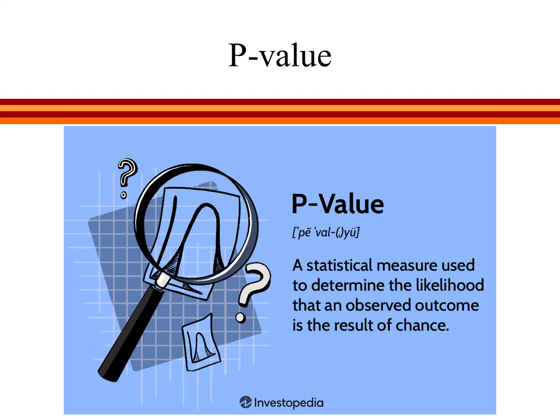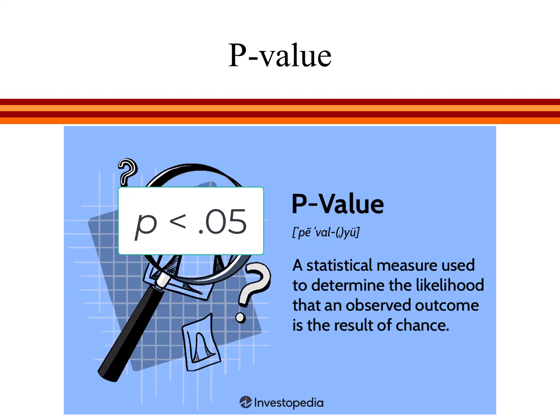More specifically, researchers calculate something called a p-value, which is the probability that a distribution of scores at least this extreme would be observed simply due to random factors. The lower the p-value, the less likely the result is due to chance alone. By convention, the traditional cutoff for significance is p less than 0.05, which is less than a 5% probability that our results are simply due to chance.